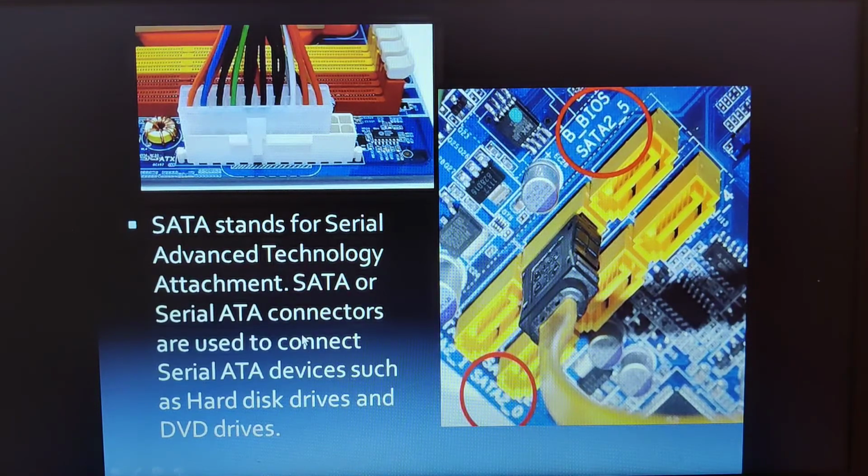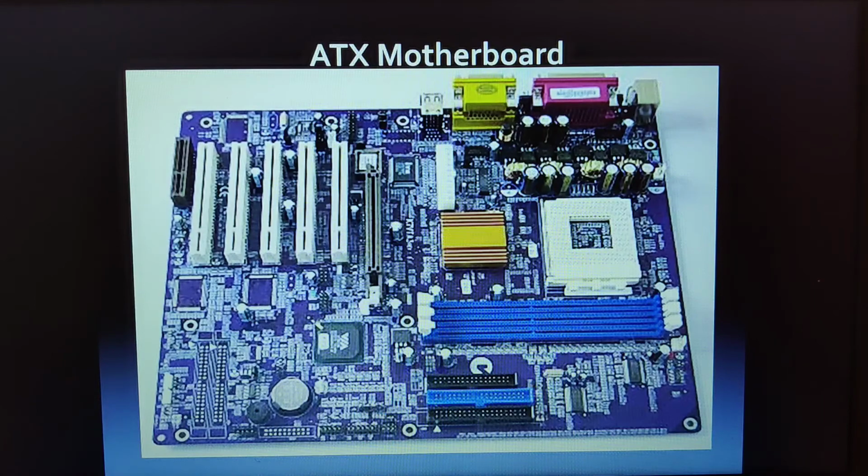Now in the case of the ATX motherboard, we have both the 20 pin and the 24 pin power connectors, and this ATX motherboard also has the ports. Here you can see the ports that help to connect the external devices.